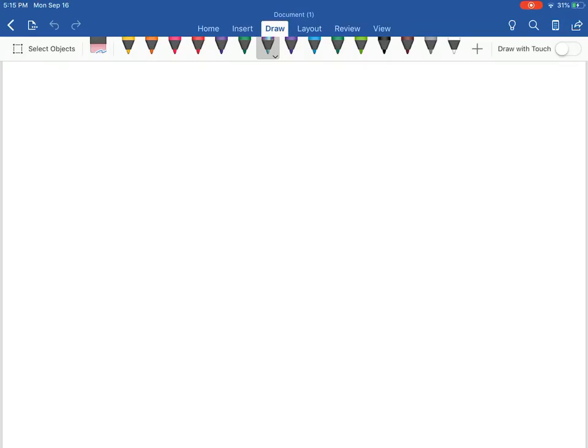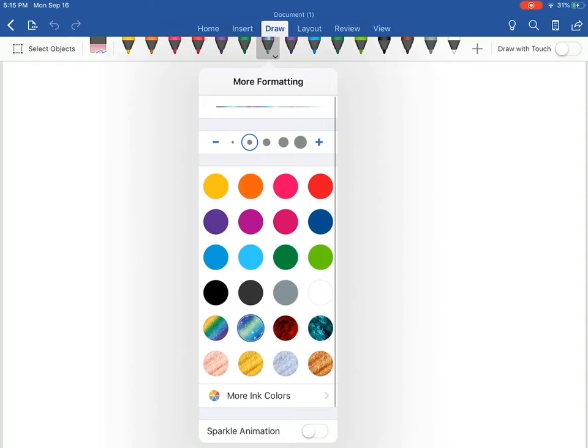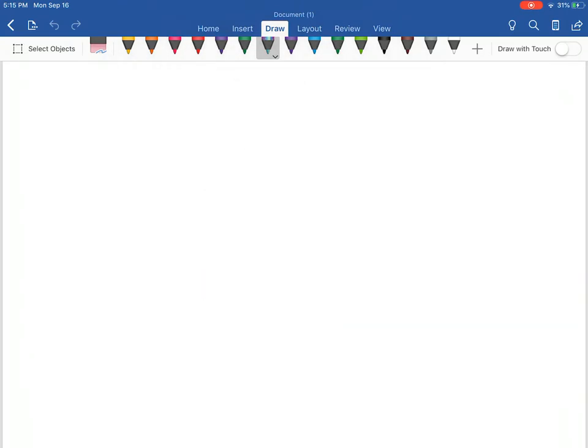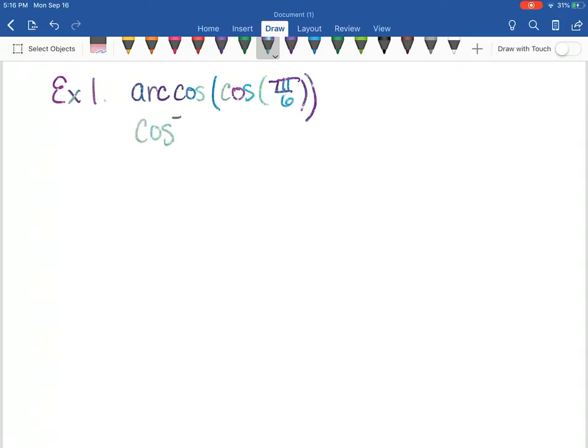So for example 1, for evaluating expressions with inverse trig functions, we have arc cosine of 7 pi over 6. And so I prefer to use the notation that looks like this. So I'm just going to rewrite it, and you don't have to do that. It's just a preference.